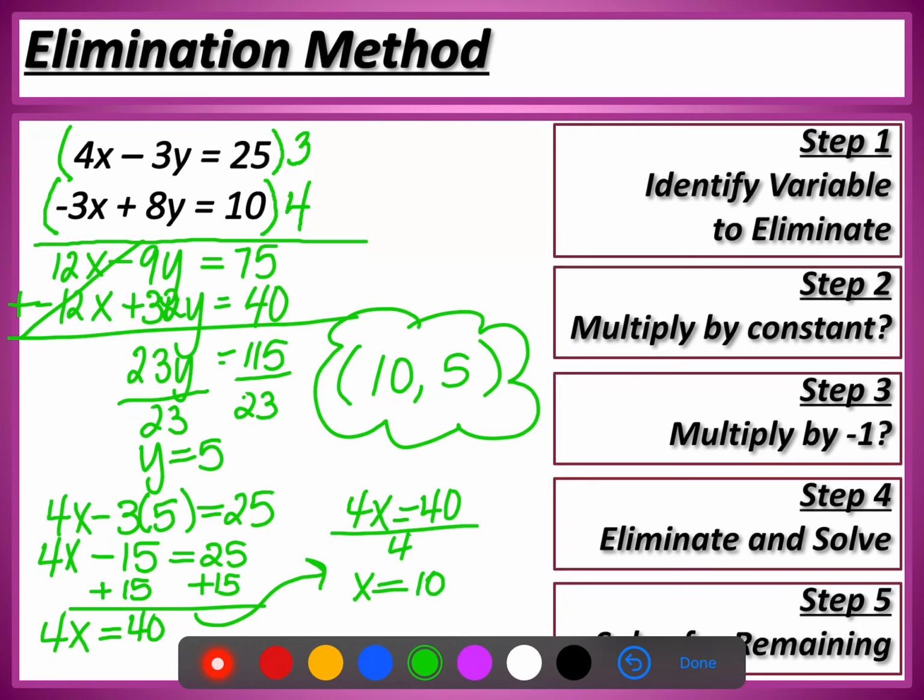Okay, so far we've seen every situation. So example 1, my variables started out with same coefficient and opposite sign, so I didn't have to manipulate. My second example, I multiplied by a -1 to get them to cancel. My third example, I used a constant and I multiplied one equation. And now this fourth example, we've multiplied both equations by a constant.